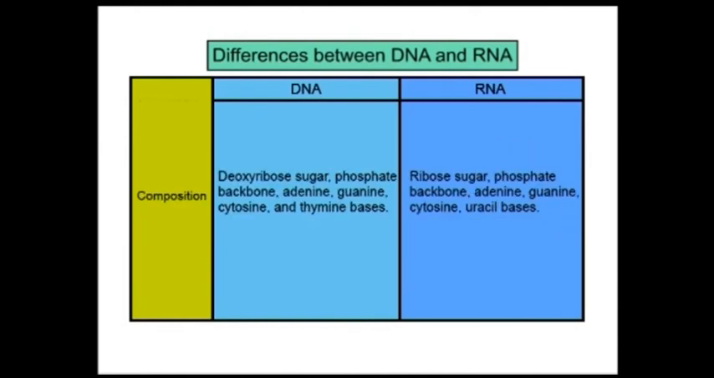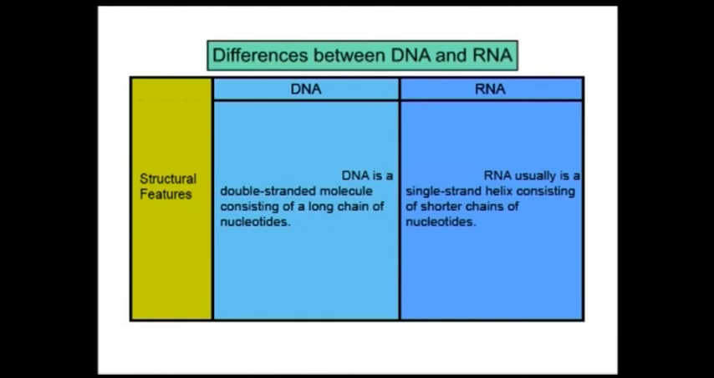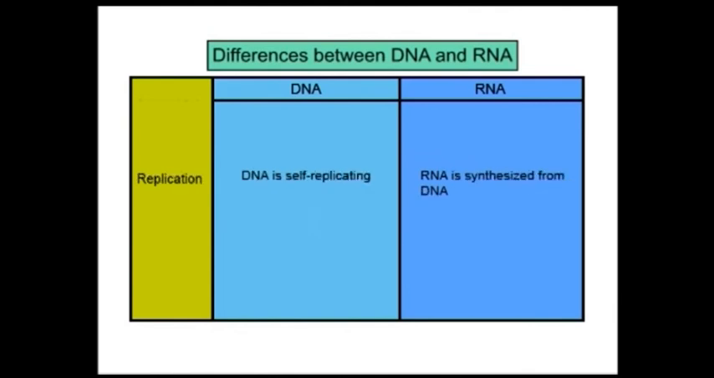DNA is composed of deoxyribose sugar, a phosphate backbone, and adenine, guanine, cytosine, and thymine bases, whereas RNA consists of ribose sugar, a phosphate backbone, and adenine, guanine, cytosine, and uracil bases. DNA is a double-stranded molecule consisting of a long chain of nucleotides, whereas RNA is usually a single-stranded helix consisting of shorter chains of nucleotides. DNA is self-replicating, whereas RNA is synthesized from DNA.